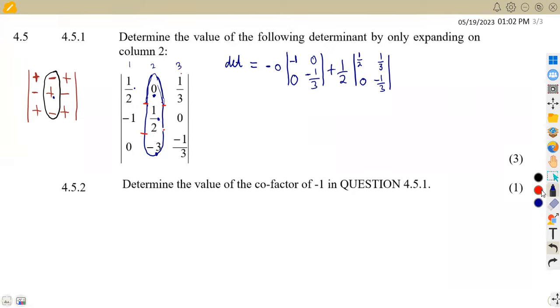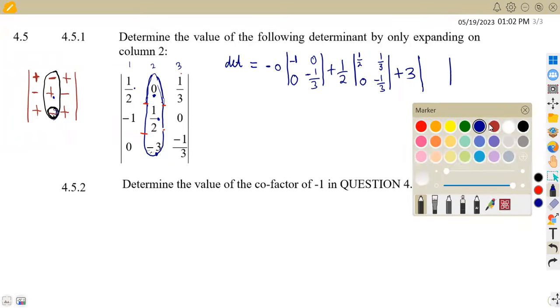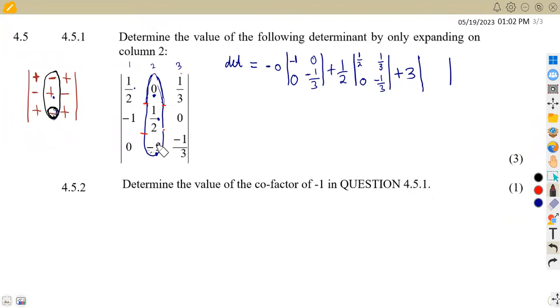So take note, remember, we are supposed to have the sign that corresponds first. Minus three corresponds with the last sign here, which is a minus. These two correspond to each other, so it's a minus and a minus, which gives us a positive. So this is going to be positive three. Then you determine the determinant by closing the row where there is this minus three. This is the row that contains minus three.